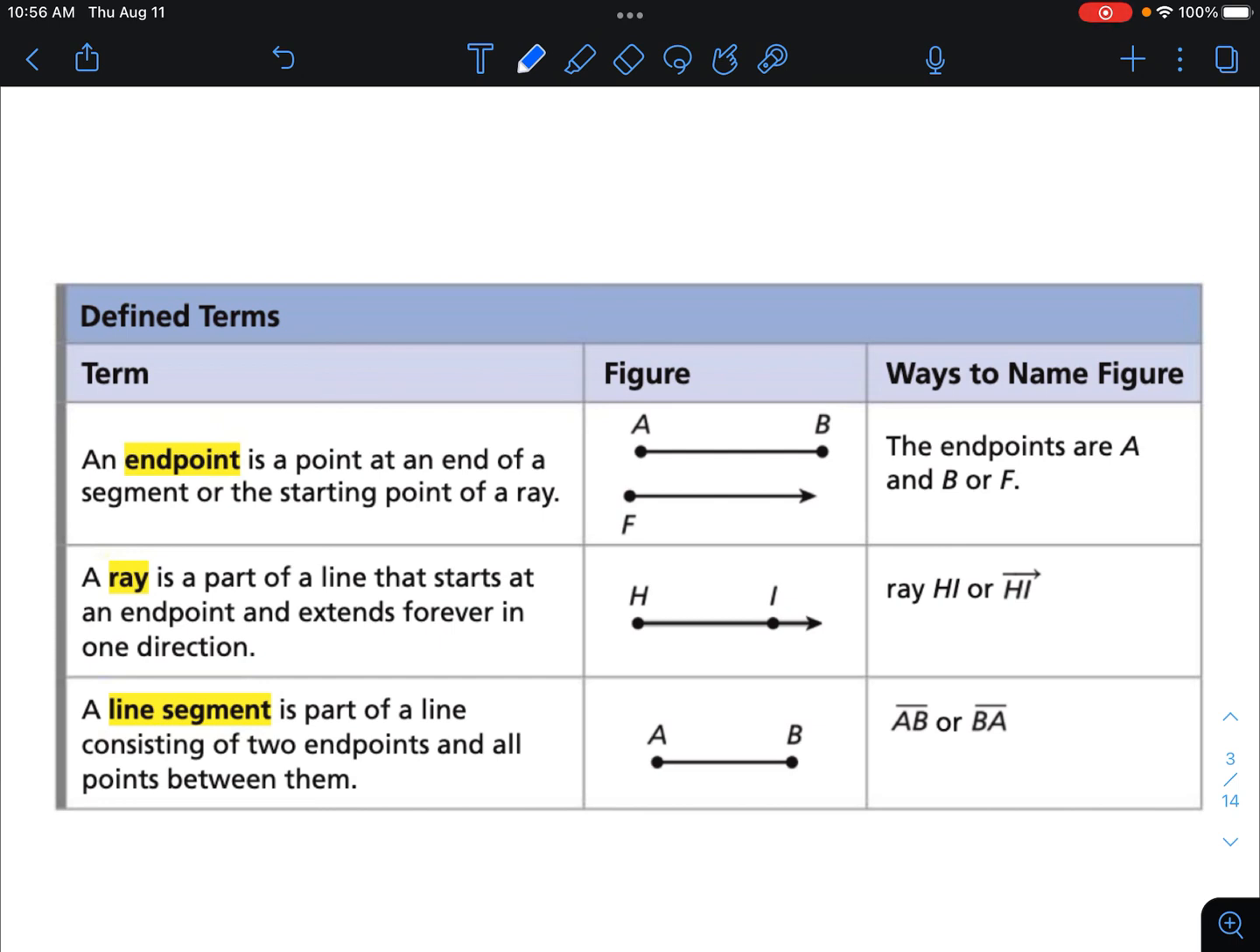Lastly, a line segment, that's where you're going to have two endpoints. In this case, you're not going to have any arrows above it, and you're just going to call that line segment AB or line segment BA. They are the exact same. The order there does not matter.